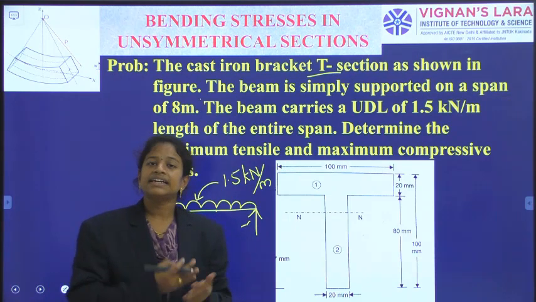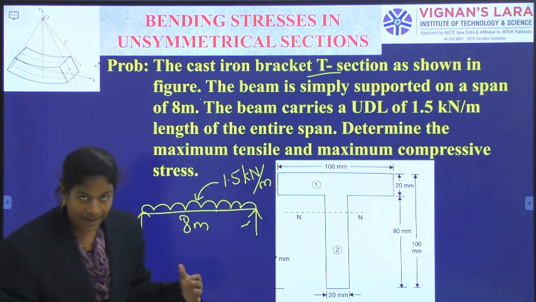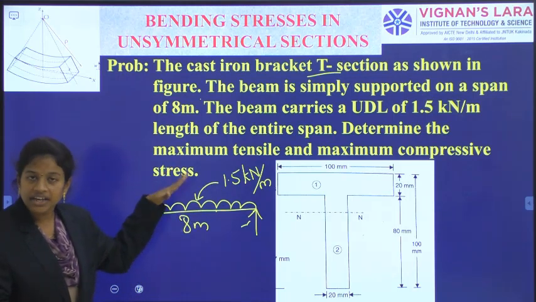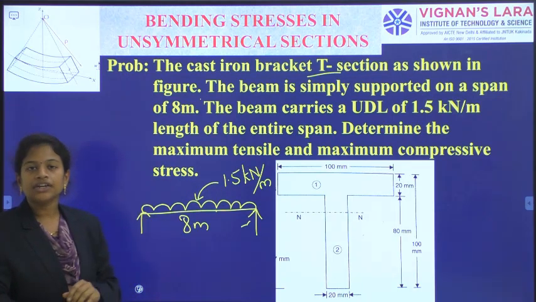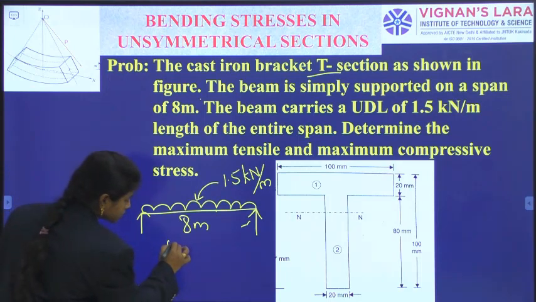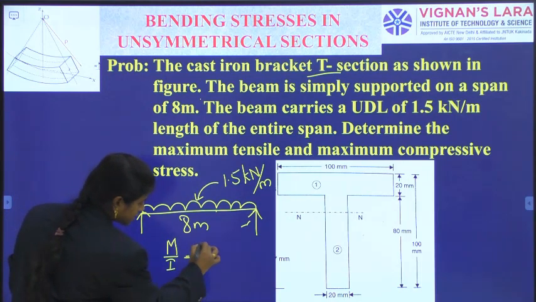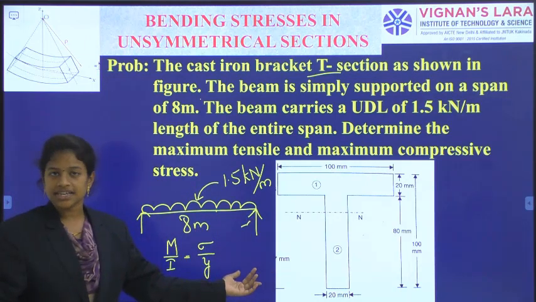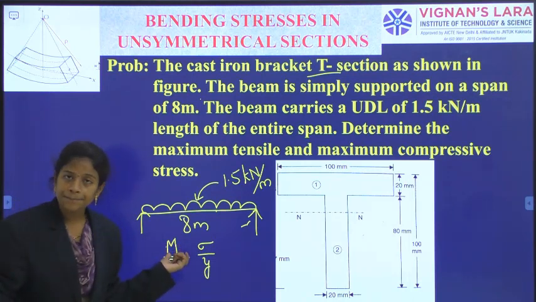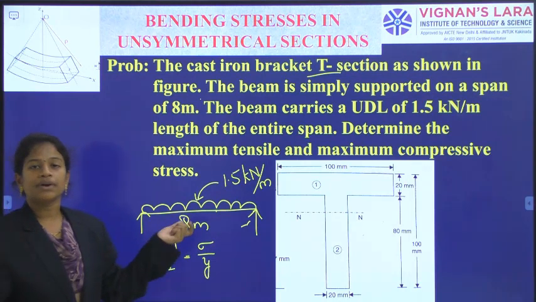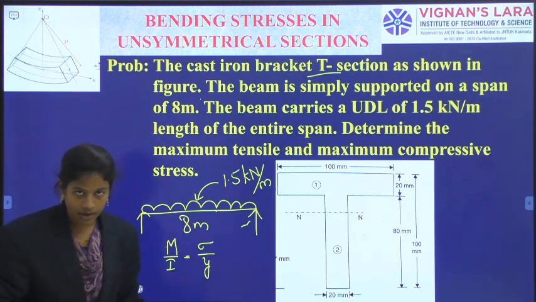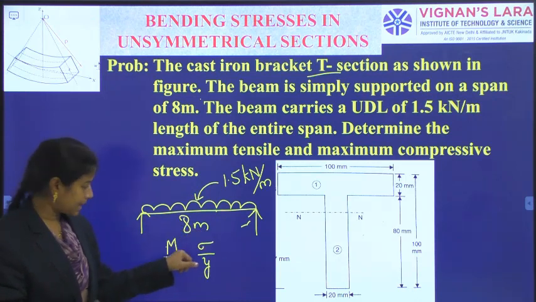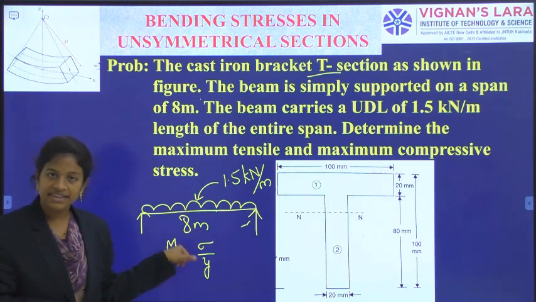How will we calculate tensile stress and compressive stress? As it is a beam structure and it is subjected to bending loading, when I need to calculate the stress, we need to use M by I is equal to sigma by y is equal to E by R. That pure bending theory equation I need to use, where this M is the maximum moment of resistance offered by the section, or the maximum bending moment applied onto the beam. M is the moment of resistance offered by the section.